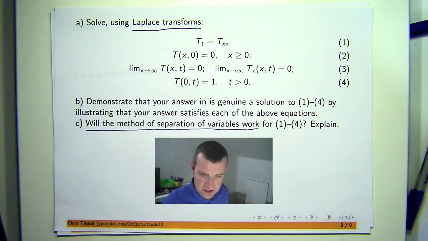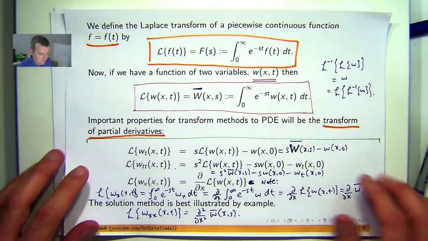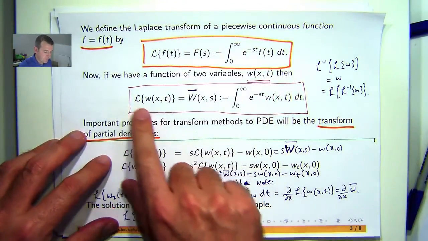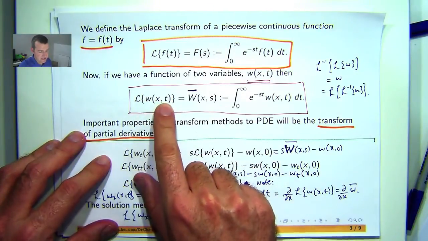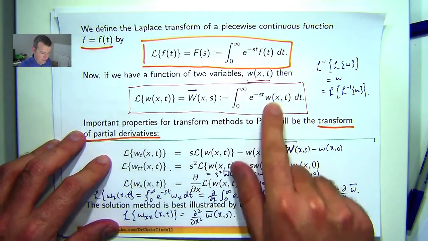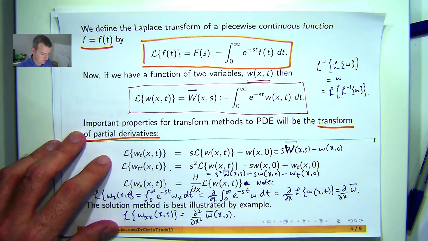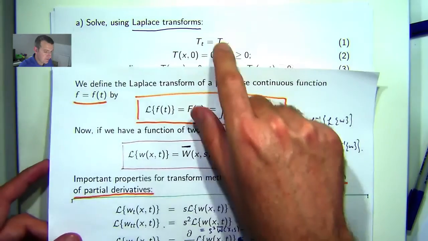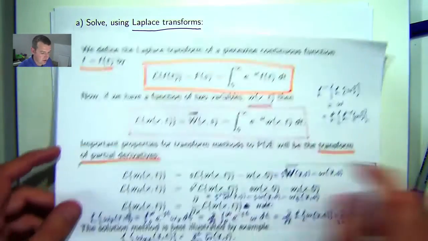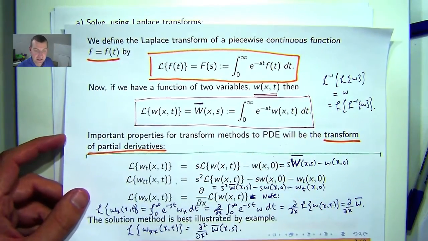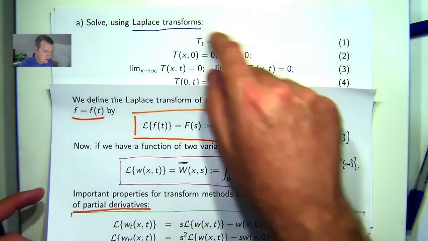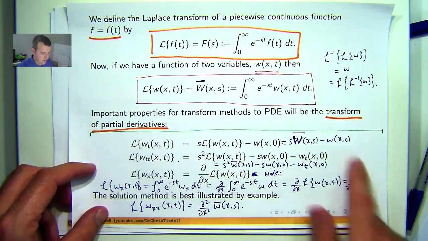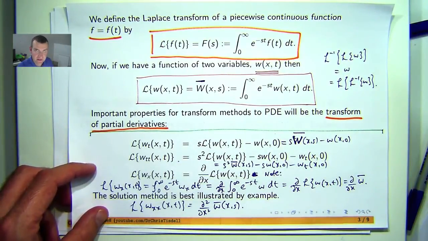Okay, so just to refresh your memory, for functions of 2 variables, we define the Laplace transform of, say, a function of x and t by this integral. The Laplace transform is an integral transform. Okay, so here we've got big T here. I'm going to represent the Laplace transform of big T by big T bar. Now when we solve differential equations, transform of derivatives are very important, and I've discussed these in previous videos.